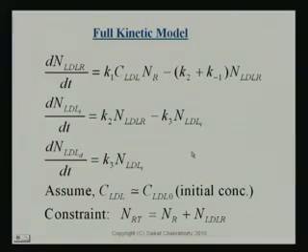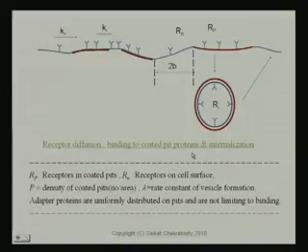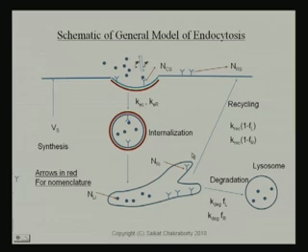So three things that are happening and that we haven't looked at and need to look at now: A is recycling back of the receptor to the cell surface, B is degradation or destruction of the receptors, and C is synthesis of these receptors. So how do we incorporate these into the model? It's not hard, and let's do that quick.